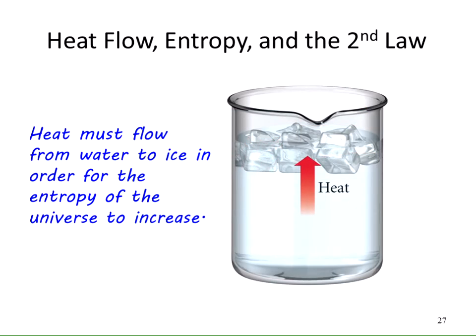So in this slide, we want to look at heat flow and entropy and the second law of thermodynamics. So heat must flow from water to ice in order for the entropy of the universe to increase. Remember we said for a spontaneous reaction, the change in entropy of the universe has to increase. So the heat's got to flow from the water to the ice in order for the entropy to increase, for the water molecules in the solid state to go to the water in the liquid state.